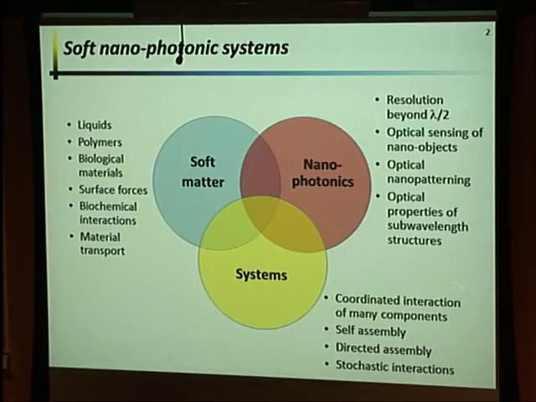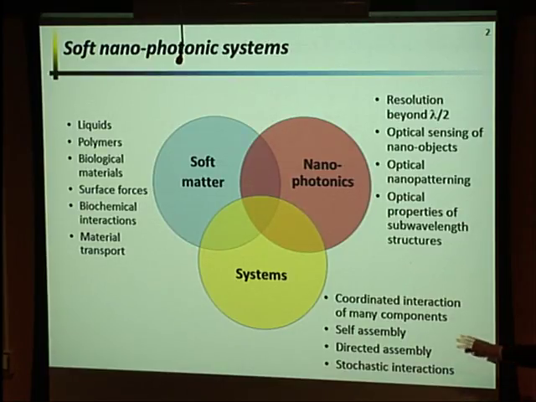And then the systems aspect is the coordinated interaction of many components. So this could be things such as colloidal particles interacting in solution. It could be looking at how things self-assemble. The self-assembly often ties in with surface forces. If you have small particles or objects coming together and you want them to come together in some organized fashion, how are they going to do that?